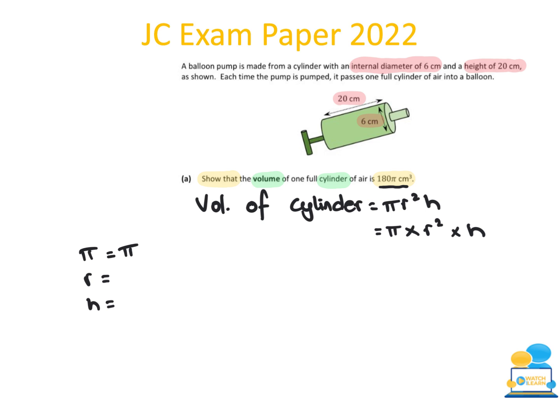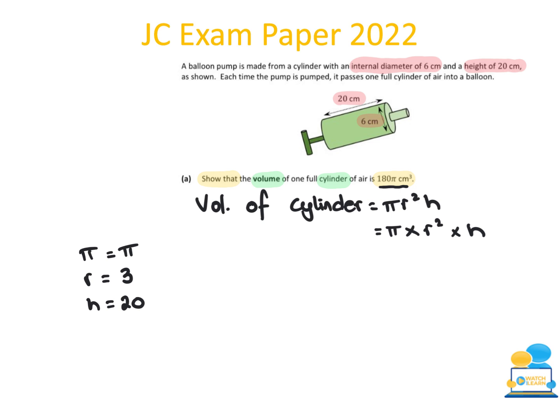The radius next is not given to us in the question, but they've told us that the diameter is 6. We should know that the diameter is equal to 2 times the radius, or the radius is half the diameter. So if my diameter is 6, that tells me that my radius is 3 centimetres in length. And finally, my height was given to me in the question. They told me the height was 20 centimetres. So now I have all the values I need to input into my formula.